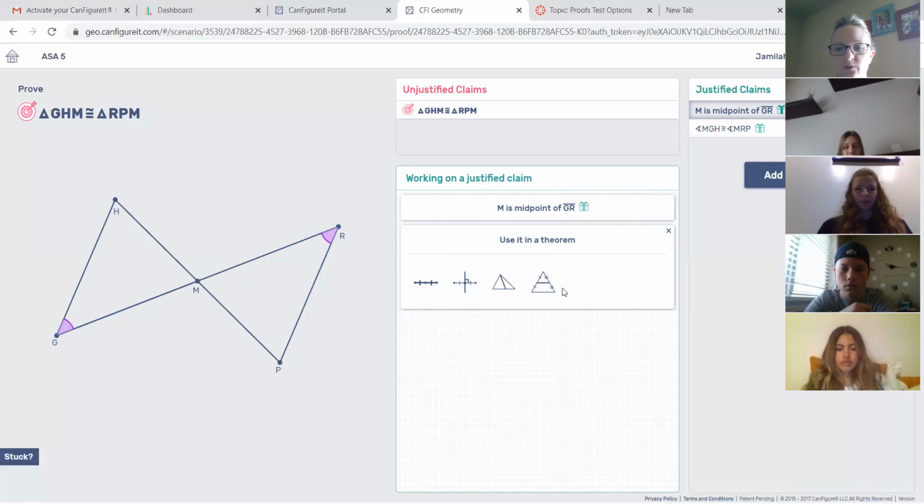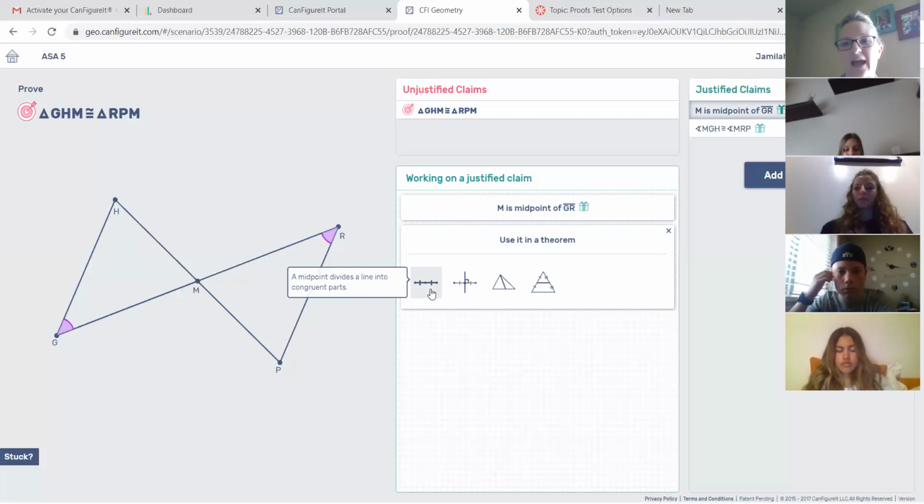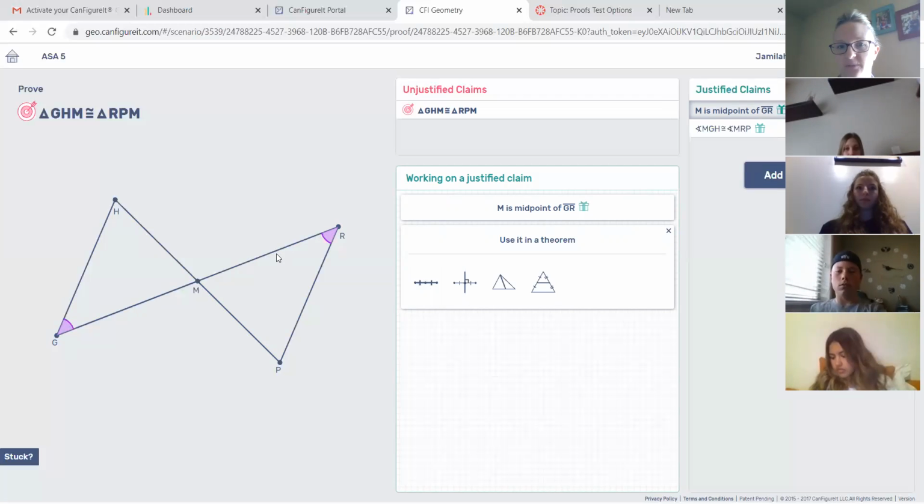So we're going to click on this justified claim and use it to prove something here. Which one of those? 1, 2, 3, or 4? Hold it on your fingers. Which one of those looks helpful to us right now? 1, 2, 3, or 4? Do you see it? Because it told us that it was a midpoint, and this is now saying the midpoint divides the line into two congruent parts. So it's going to let us add to our justified claims over here on the right-hand side that these two pieces are congruent to each other.